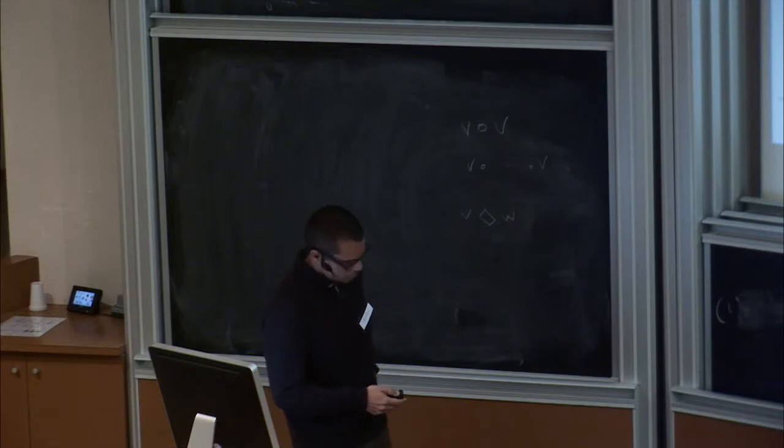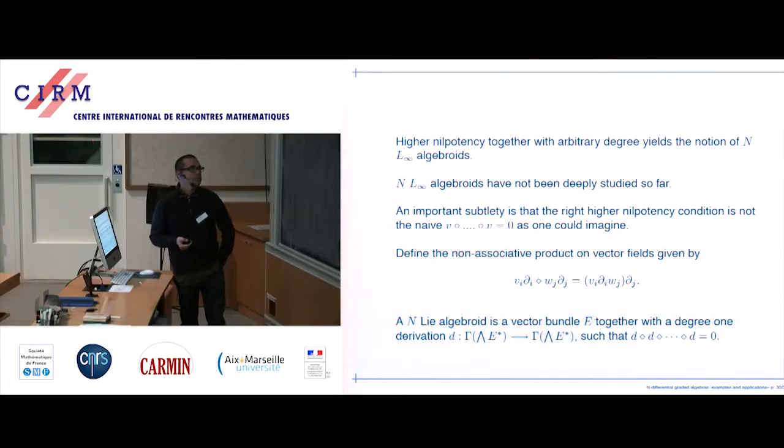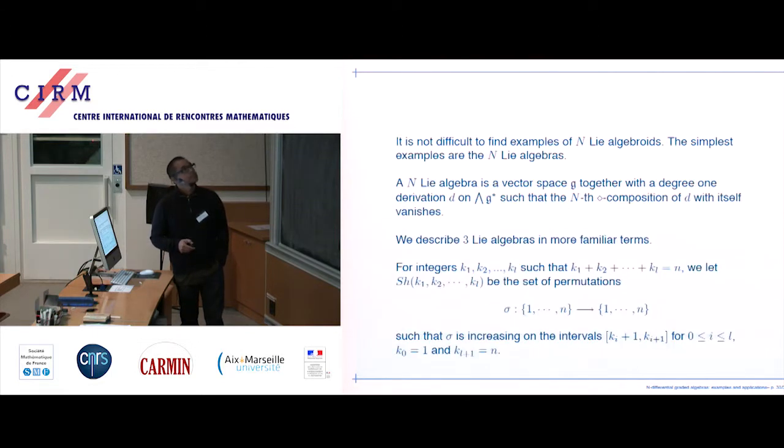This is the product for vector fields. I think it was introduced by, or is sometimes called, the Nijenhuis product, and it leads to a pre-Lie algebra structure on vector fields, but it's not the usual composition. Then I define an N-Lie algebroid using this composition like this.